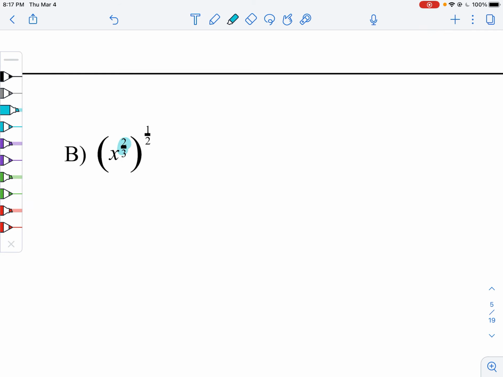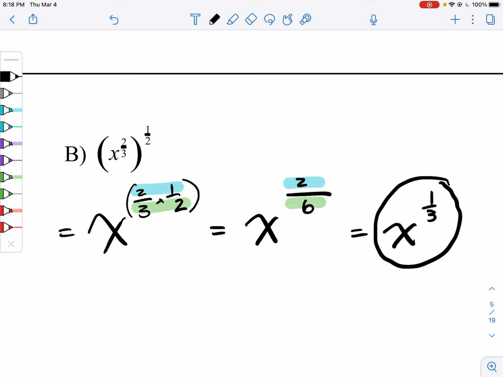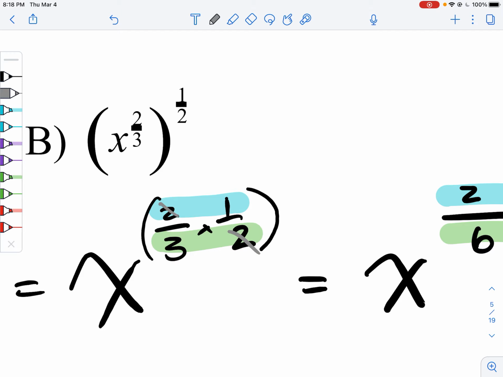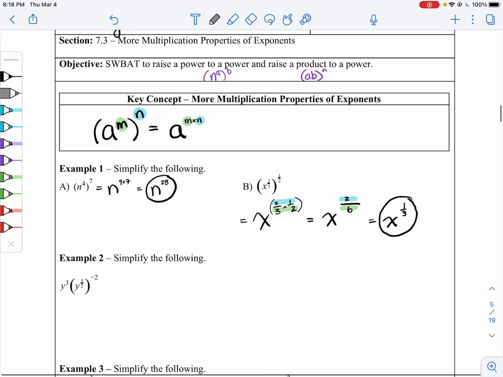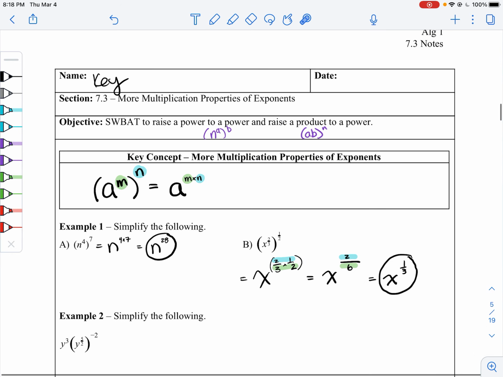Same thing applies if your powers are fractions. So you've got 2/3 times 1/2. You have x to the power of 2/3 times 1/2. Some of you might find it easier to put these in parentheses so you know that this is all exponential stuff, that's fine. So I'm going to multiply top and bottom across each other. So we'll get 2 times 1 on top is 2, and 3 times 2 on bottom is 6. 2/6 simplifies to 1/3. So we get x to the power of 1/3. If you saw it coming over here and you got the 2's reduced to get 1/3, that's great. I'm happy for you. Okay? So if you have a power raised to another power, multiply those exponents together. Awesome.